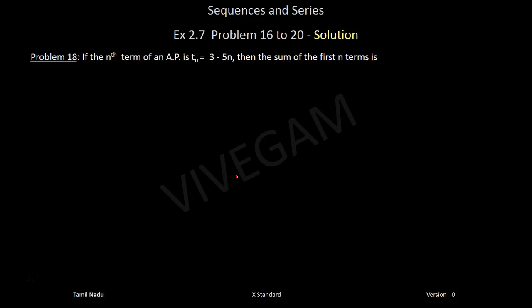If the nth term of an AP is Tn equal to 3 minus 5n, then the sum of the first n terms is, see, sum of the n terms, they have given you n by 2 and all these things. So we'll have to use this formula, Sn equal to n by 2 into a plus l, the first term plus last term. And how will you get the first term? By putting n equal to 1 here.